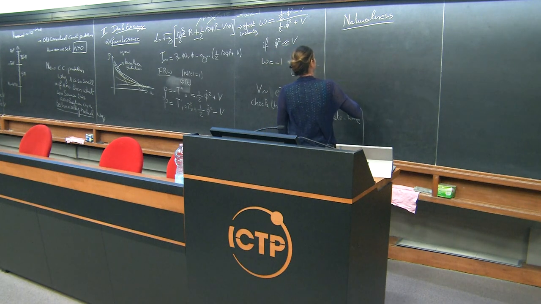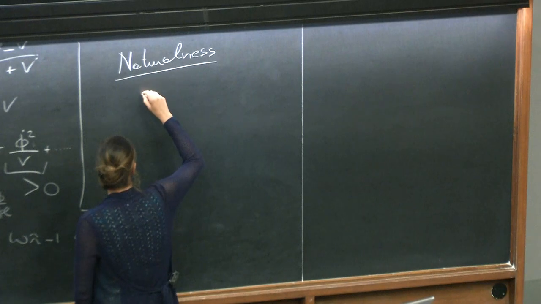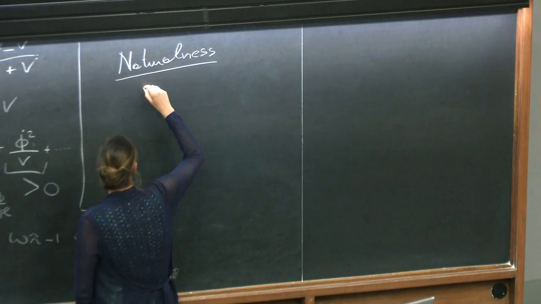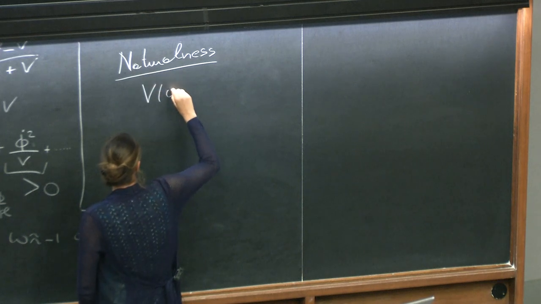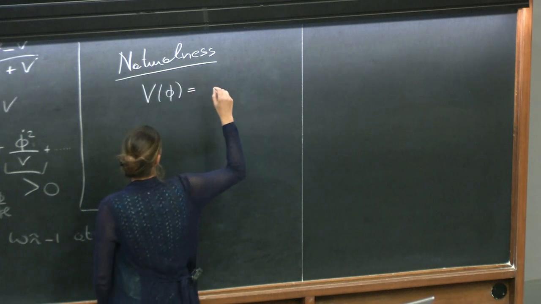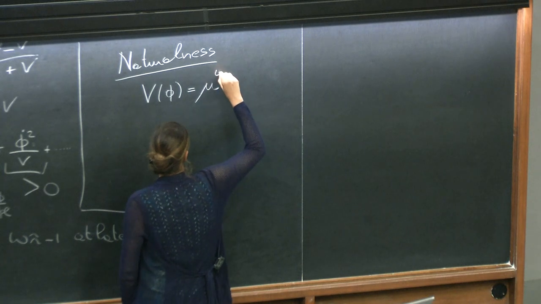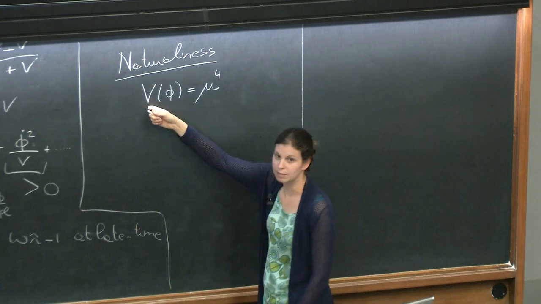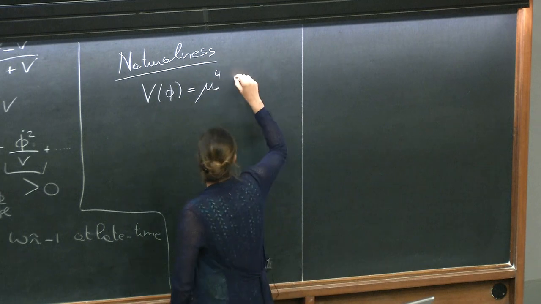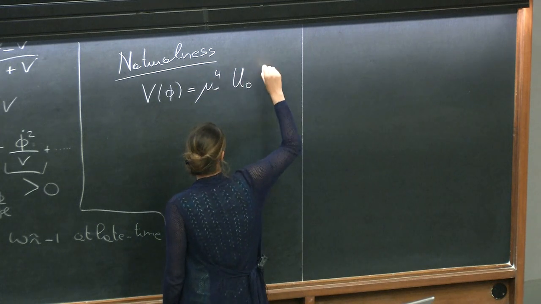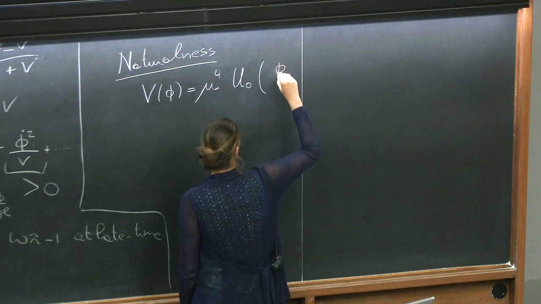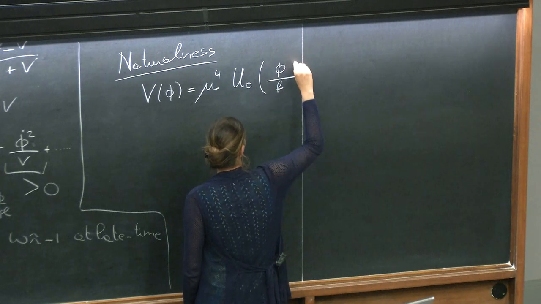So let's think about the mass of the scalar field, the effective mass of the scalar field. For the question of naturalness, let me put the scales outside. So I'll say V of phi is equal to a scale mu to the 4. This has dimension energy to the 4. And then I'll have a dimensionless potential, which is a function of phi over a scale f.